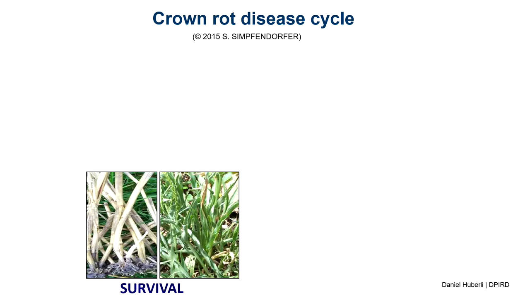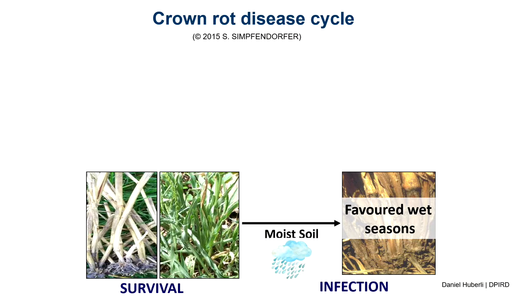Just an example to show you what would have happened this year. And I'm going to use crown rot as an example. Crown rot survives in stubble from previous years in cereal crops. It also will survive in any volunteers and weeds, grass weeds that are growing in the crop. So with the start of the season, there was plenty of rain to go around. So wet seasons really favour the infection process.